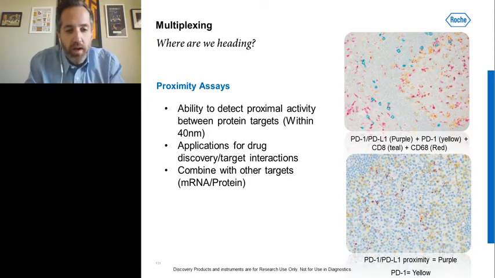And the examples that we have here on the right-hand side is where you can see the PD1, PDL1 interactions in purple. We can see the non-proximal events of the PD1 in yellow. And then we've also stained it with two additional markers as well, CD8 and CD68 with IHC. So this gives a real different type of multiplex assay by providing a high level of information from the particular stain. And also this could be combined with other targets as well, such as mRNA.